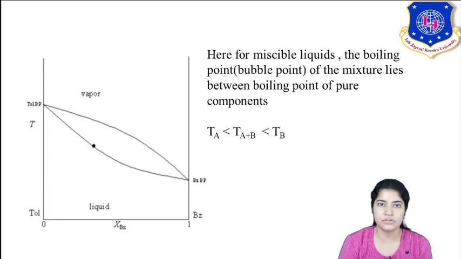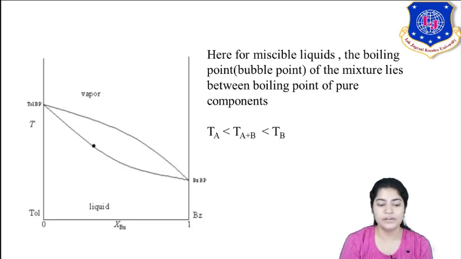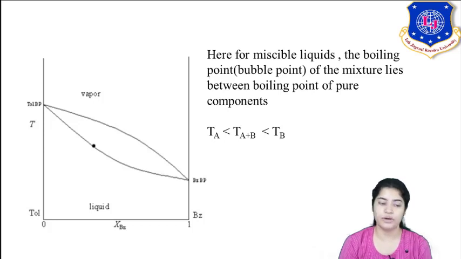What does that 0 mean? 0 means that it is pure toluene. The mole fraction of benzene there is 0, whereas at the benzene side the mole fraction of benzene is 1. What does 1 mean? It means it is pure. Now in between 0 and 1 is the mixture. So the boiling point or bubble point of that mixture lies between the boiling points of the pure entities A and B. What are A and B? B is the boiling point of toluene and A is the boiling point of benzene. So for that mixture my boiling point lies between those two.